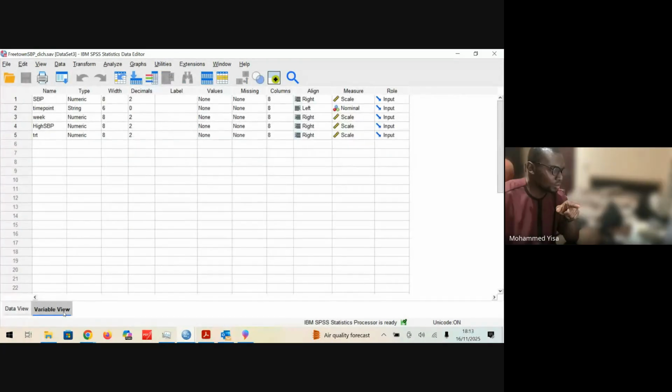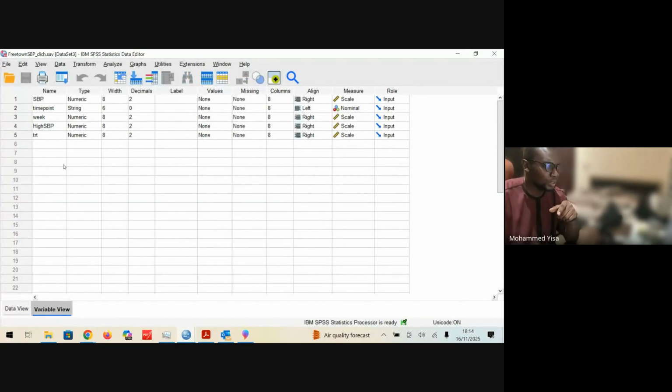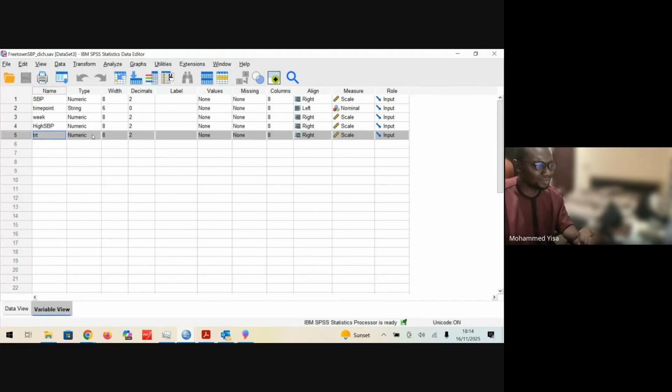Okay, so I'm going to the variable view now because, as you can see, treatment here shows that it is a continuous variable. However, our data is grouped into two categories, treated versus not treated, right? We are looking at the difference between people who have been treated and people who have not been treated. So this is variable number 5.